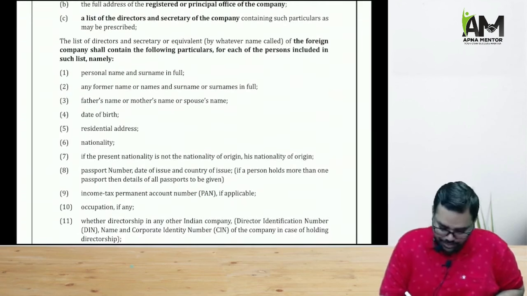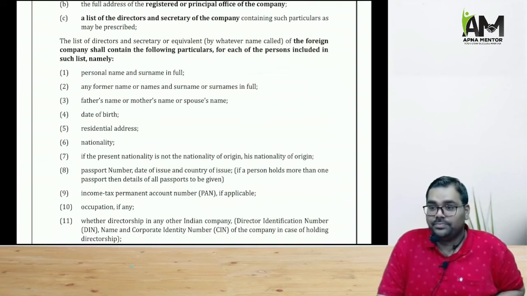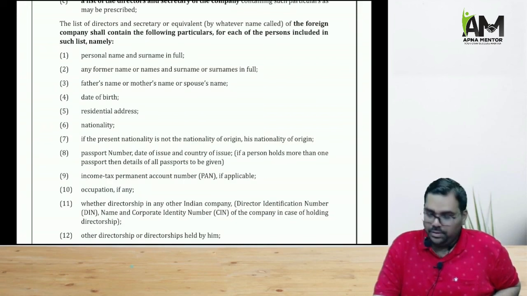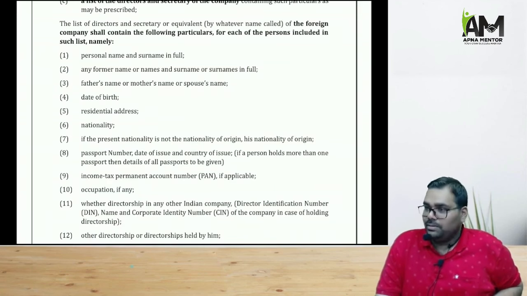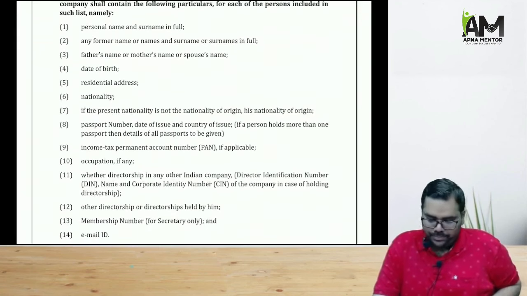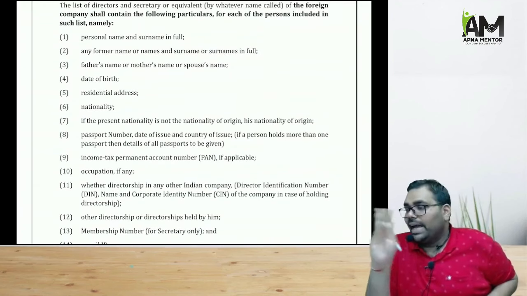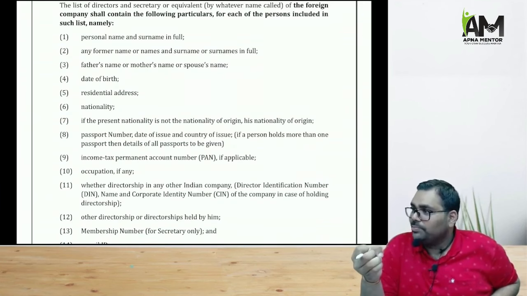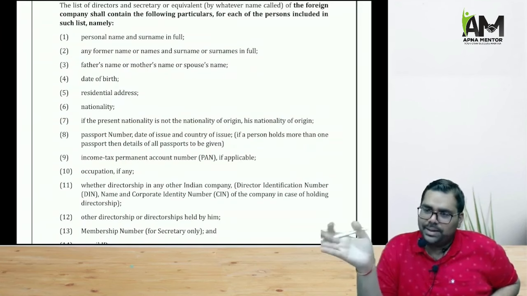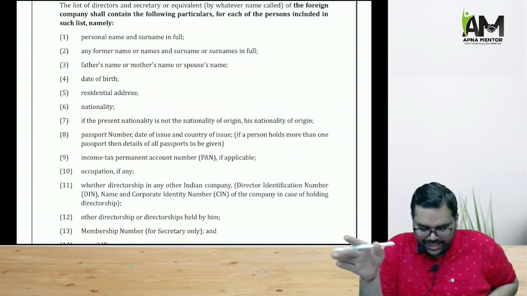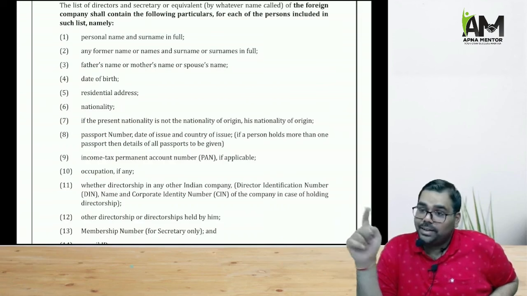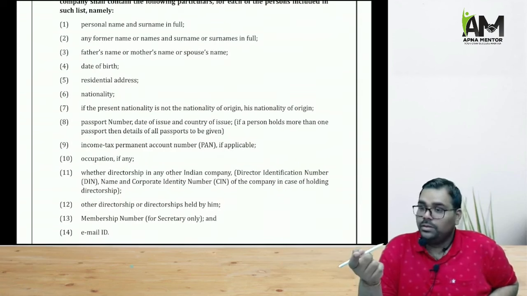Passport number, date of issue of passport, country of issue, PAN number, whatever PAN number is of their country, what occupation they are doing. If they are also a director in some Indian company, it may happen that the company that is setting up as a foreign company has a director who is already a director in some other Indian company. Then the director identification number and the corporate identity number of that company in which you are a director, right?